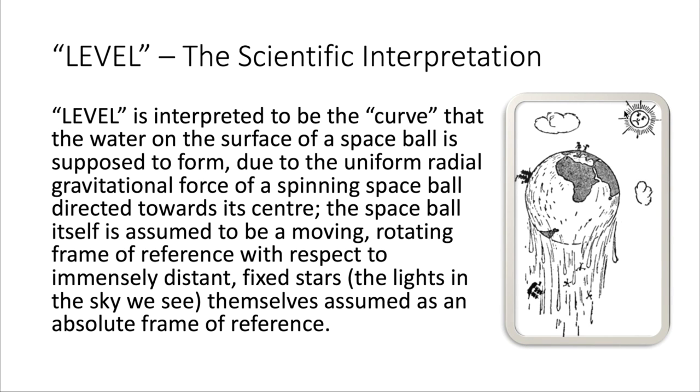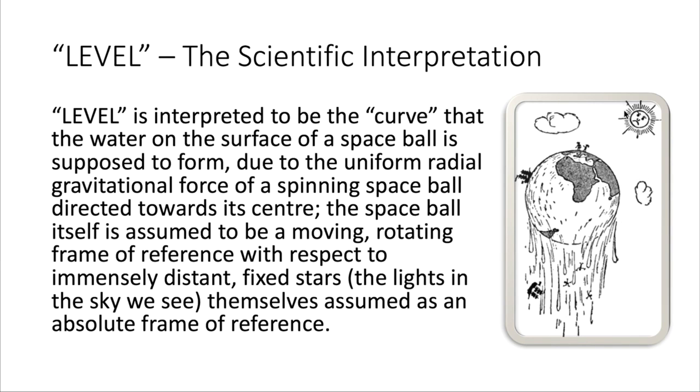So the big scientific interpretation is this: level is interpreted to be the curve that the water on the surface of a spaceball is supposed to form due to the uniform radial gravitational force of a spinning spaceball directed towards its center, and that spaceball itself is assumed to be a moving, rotating frame of reference with respect to immensely distant fixed stars, which are themselves assumed to be an absolute frame of reference. So that's the scientific interpretation now of level, i.e. that water curves round a planet-sized ball.